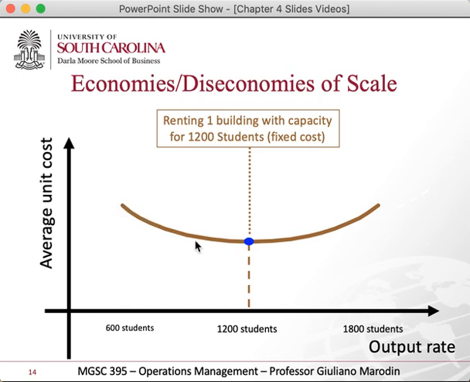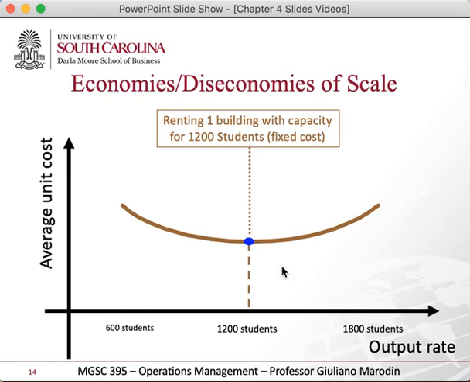If I have the same building with 1,000 students, the cost per student will be lower because I can use the same instructor for a class of 60 students. So I can use the same building for more students. So the cost per student is going to be reduced.